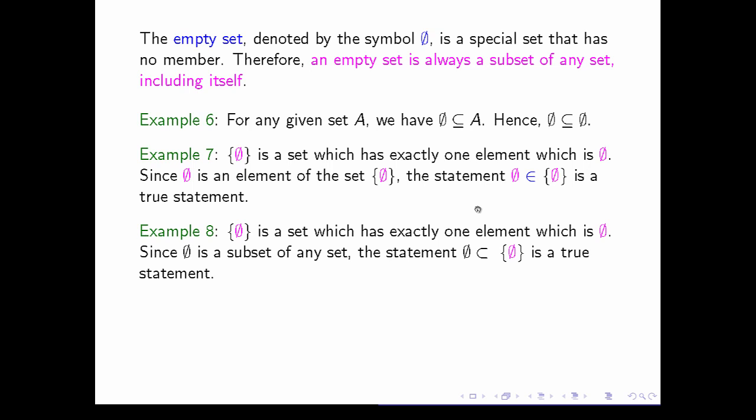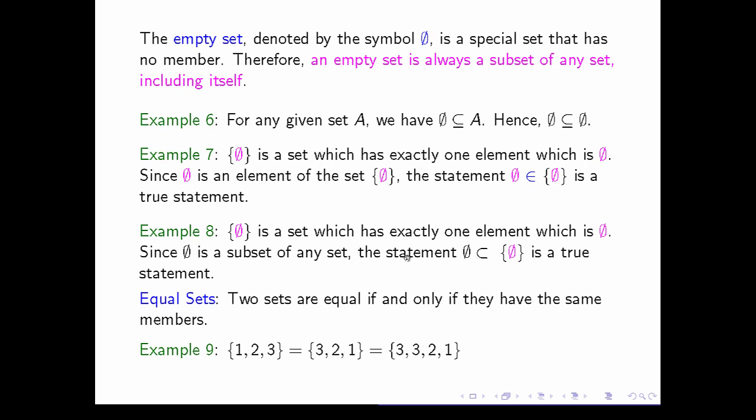Okay, the next example. Same set as in example 7. It's still a set containing exactly one element, which is the empty set. And remember, I said earlier, the empty set is a subset of any set. So we can write that the empty set is a subset of this set. So that is also a true statement.